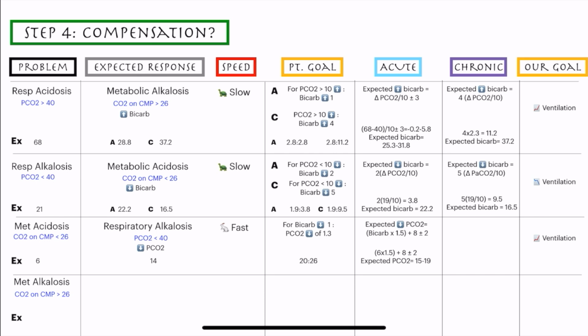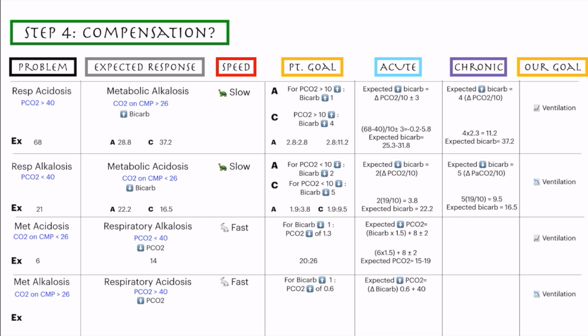Metabolic alkalosis. So this is CO2 on your CMP of greater than 26. You anticipate the patient will have a respiratory acidosis, which is going to be not much ventilation, so their acid level is going to start to rise. This is going to happen quickly. For bicarb increase of 1, you will anticipate a PCO2 increase of 0.6. Here's your equation. We've already talked about this. Your goal is to reduce your ventilation.